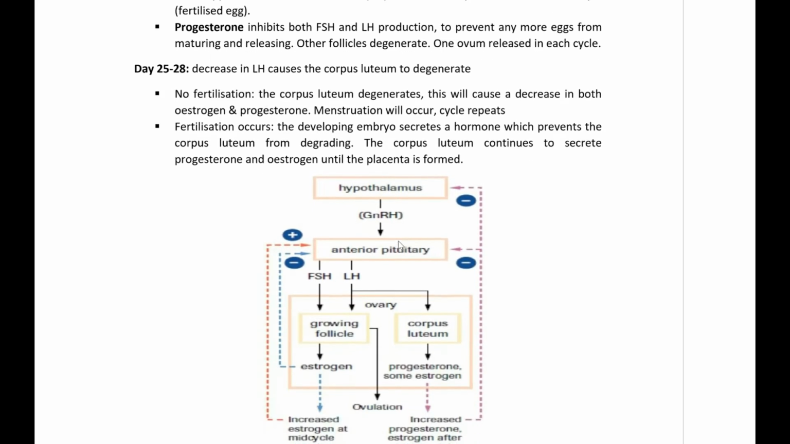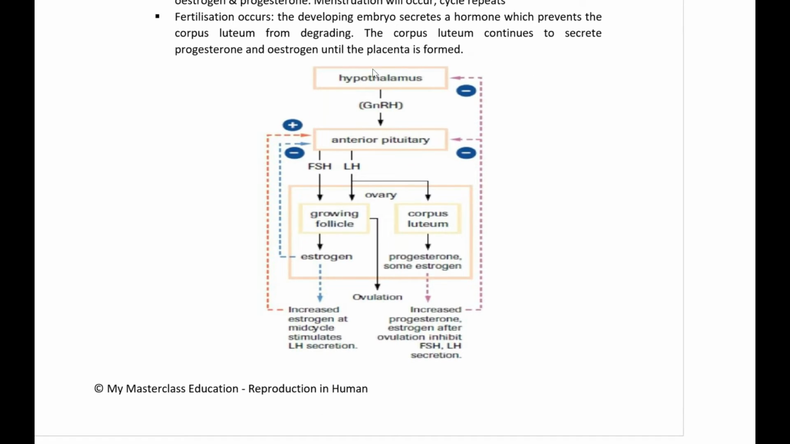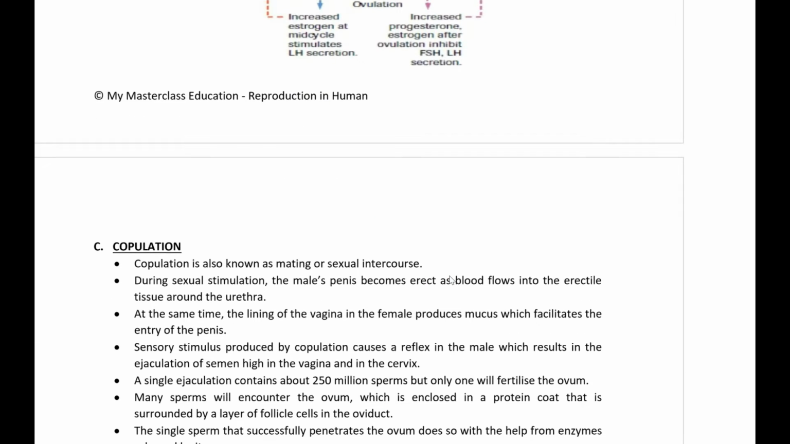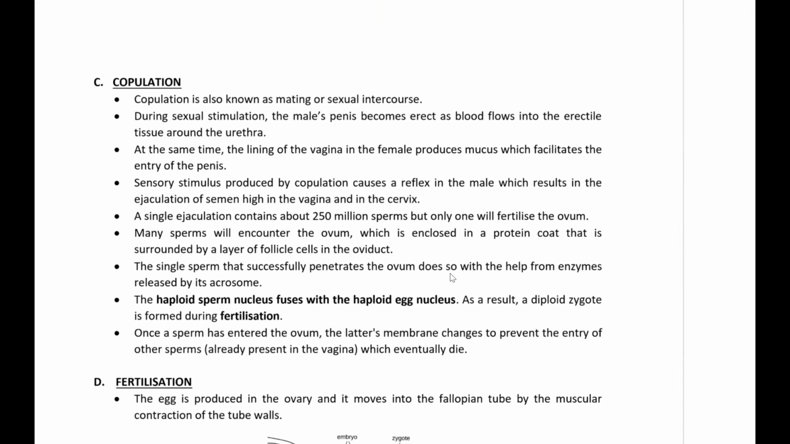Okay, so this part over here is just for your own information. You have FSH and LH from the brain, and then I have the ovaries that produce my progesterone and my estrogen levels. Now when we move on to copulation, copulation by definition is the act of mating or sexual intercourse. So this will then enable fertilization to take place.